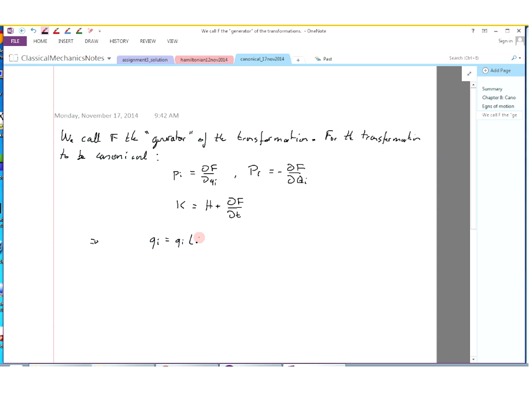And this assumes that the coordinate transformations Qi can be written and can be inverted. So it's possible to choose to use either the capital Q's or the capital P's. And if they're invertible, you can also write that capital Qi is a function of little qi, little pi, and t.